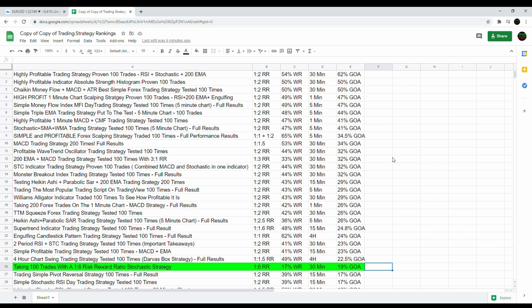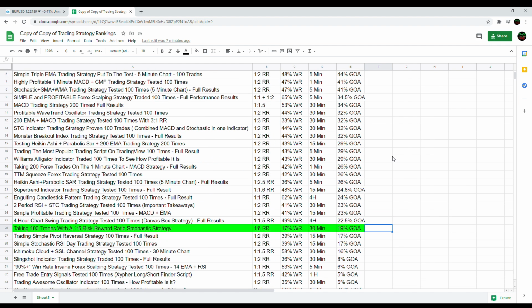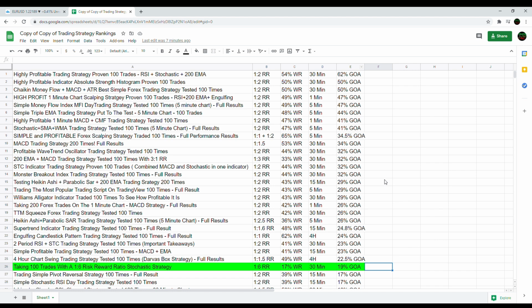All right, so here it is on the spreadsheet, falling at spot number 26 out of 37 that I've tested on the channel so far. And obviously it doesn't do very well, but that wasn't the point of this video. The point of this is to be able to compare an extreme 1-to-6 risk reward with another extreme, 1-to-0.5 or 1-to-0.25, which I'll make a video on tomorrow.